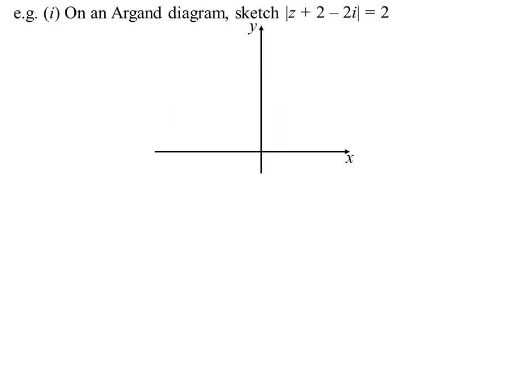Sketch this one. So I look at it, and I see modulus z. So I want every complex number such that its distance to negative 2, 2 is equal to 2. Well, that's a circle, and it must touch the axes, because if the centre is at negative 2, 2 and the radius is 2, then it must just simply touch.